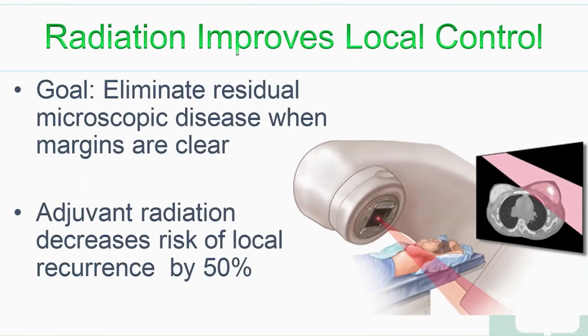So what is radiation? It goes along with the lumpectomy, and it improves local control. The goal of radiation is to eliminate residual microscopic disease, but only when the margins are clear. So radiation doesn't make up for bad margins. The margins again, to go over it again: invasive cancer, no ink on tumor; DCIS, 2 millimeter margin. So if the margins are clear, the patient will heal up and go for radiation.